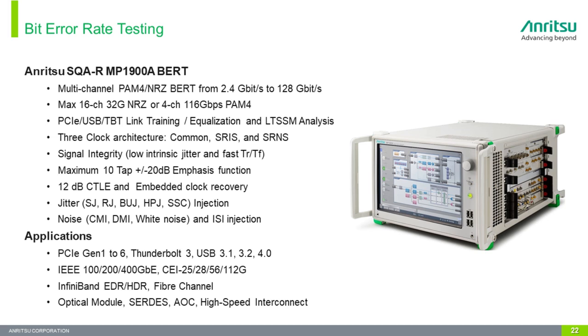Thank you very much. Then let me make a quick introduction of the MP1900. You can see the picture. This is a plug-in, configurable and expandable bit error rate tester. It is multi-channel PAM4, NRZ, and also PAM3, from 2.4 up to 128 gigabit per second per lane. And you can configure up to 16 lanes of NRZ or 4 channels of 116 gigabit per second PAM4.